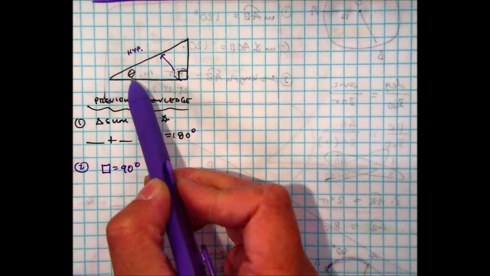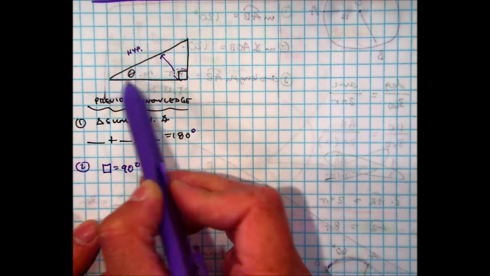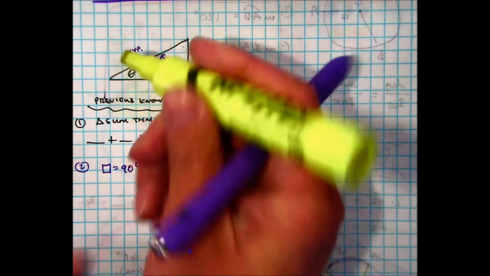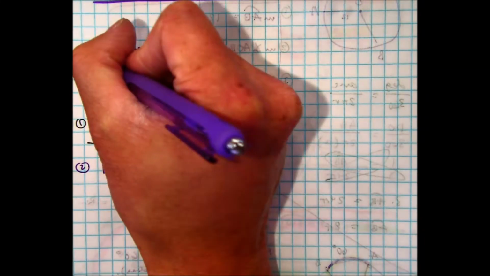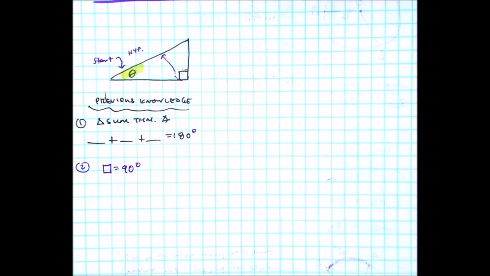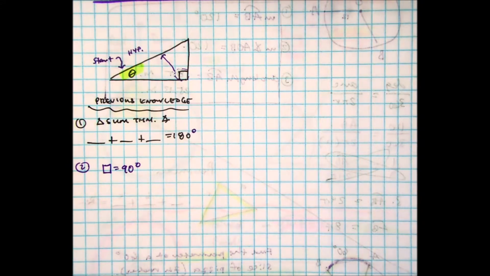Everyone say theta? Theta. Theta is where you start. Class, where do you start? Theta, or the given angle. So you can highlight that. Let's write that. Starting point. Start there. Okay.